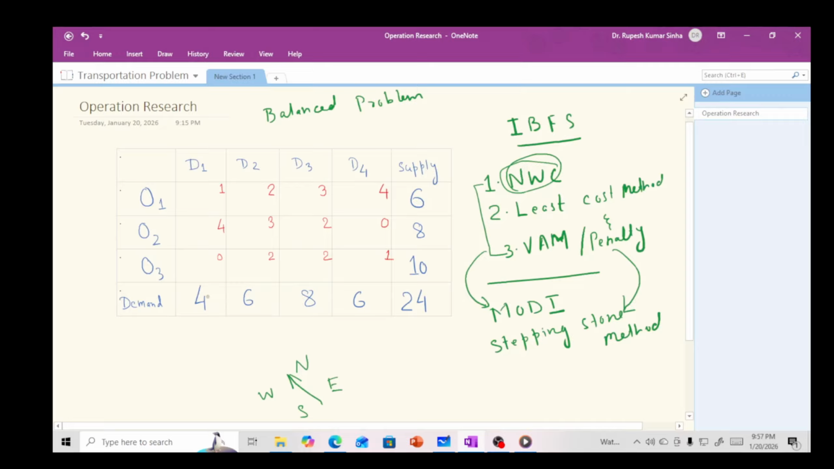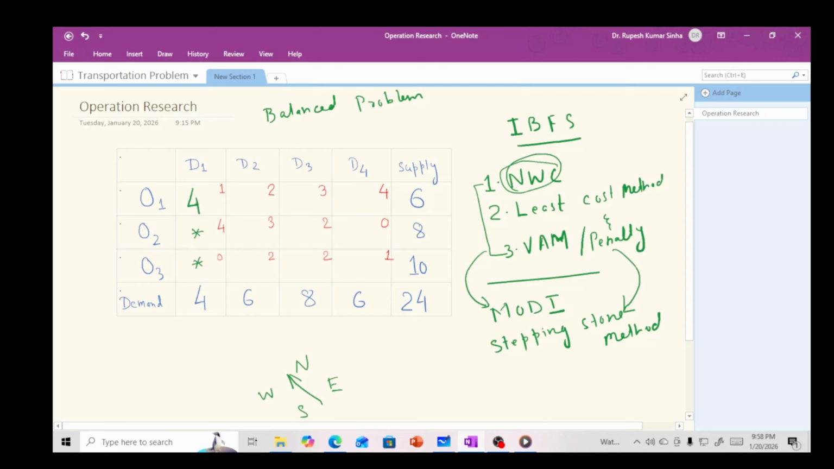So are we able to supply all 4 to destination 1 from origin 1? Yes, we have 6, but 4 is required, so we will be able to supply 4 to destination 1. Now see here carefully, destination 1's demand was 4 and we have given all 4. So now destination 1 does not need anything, so cross this different origins.